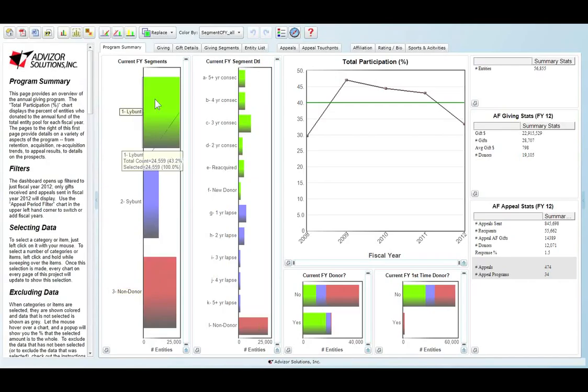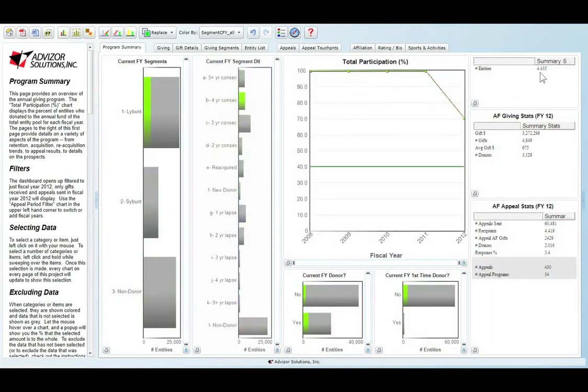And then we could break each of these segments. The current donors break into 5-year consecutive, 4-year consecutive. So you can break the population apart and look at it. And if you wanted to see who my 4-year consecutive donors are, this is all interactive. I just click on it with the mouse. It shows me I've got 4,435 4-year consecutive current donors. They've given $3 million this year. Here's what they've been sent.